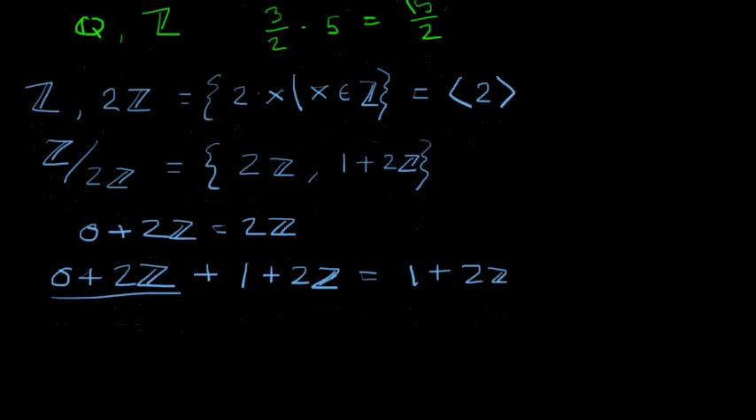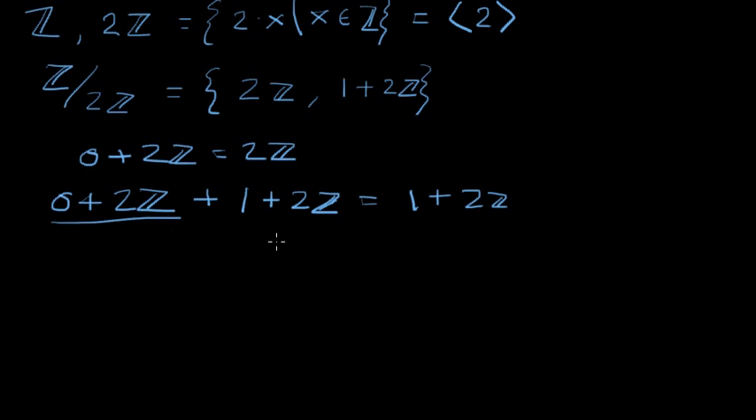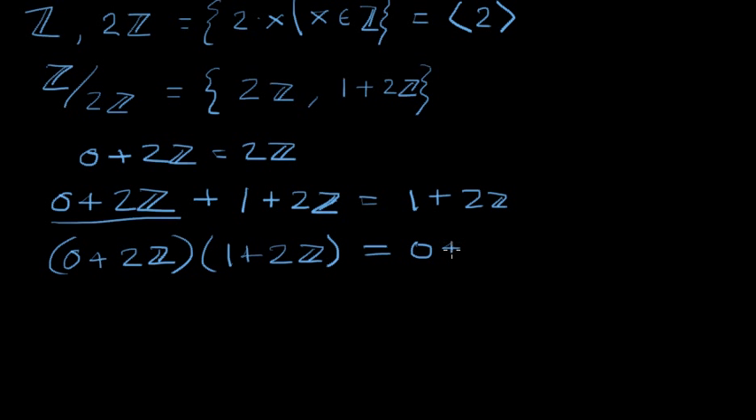And so maybe what happens if we multiply these instead of add them? So 0 plus 2z times 1 plus 2z. Well, just like we did with the addition, we're just going to multiply the two representatives together. So we get 0 times 1, which is 0, plus 2z, which is our 0 element.